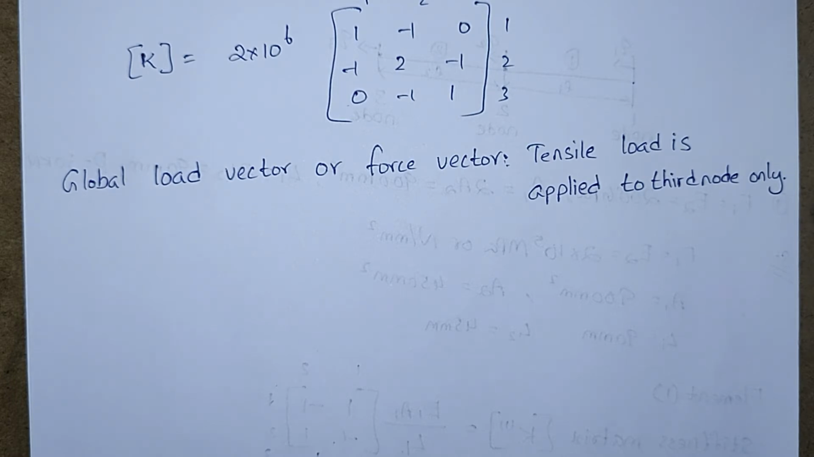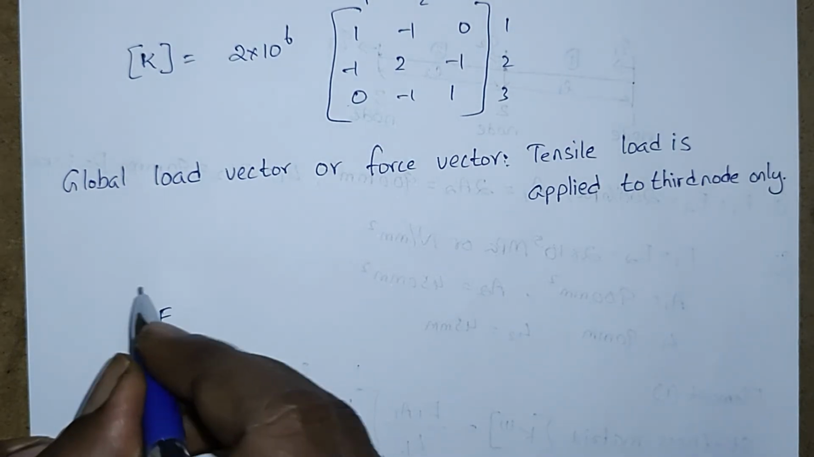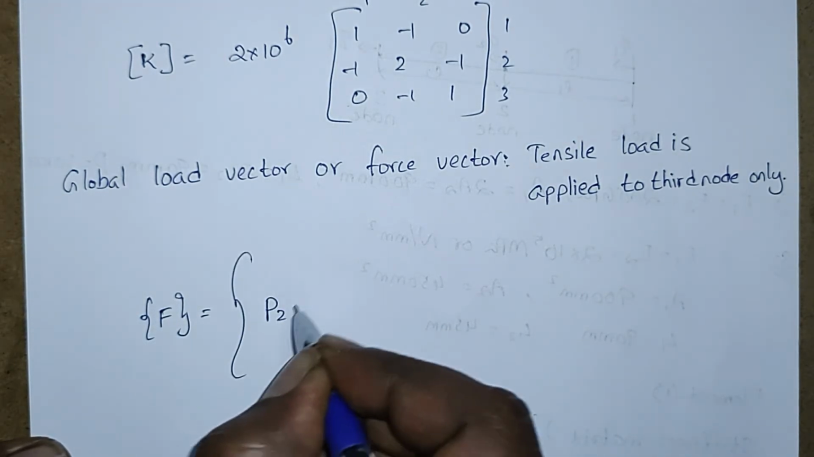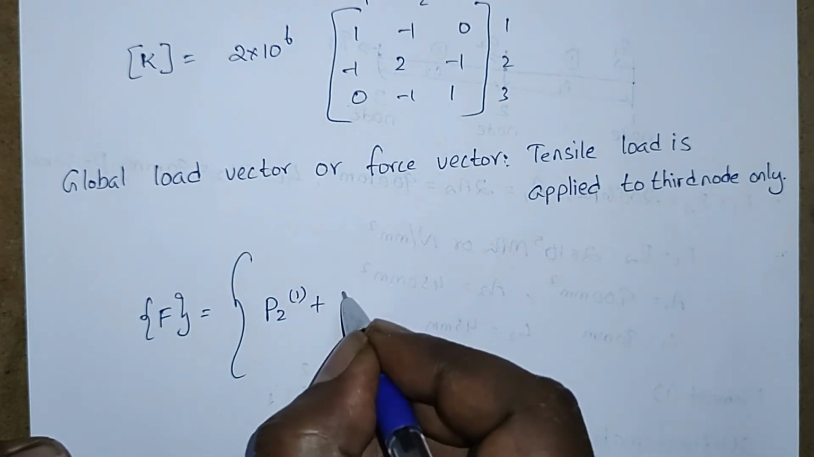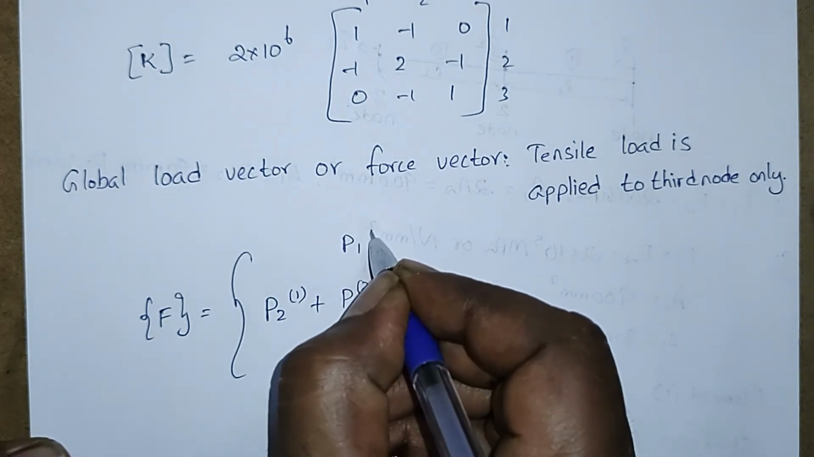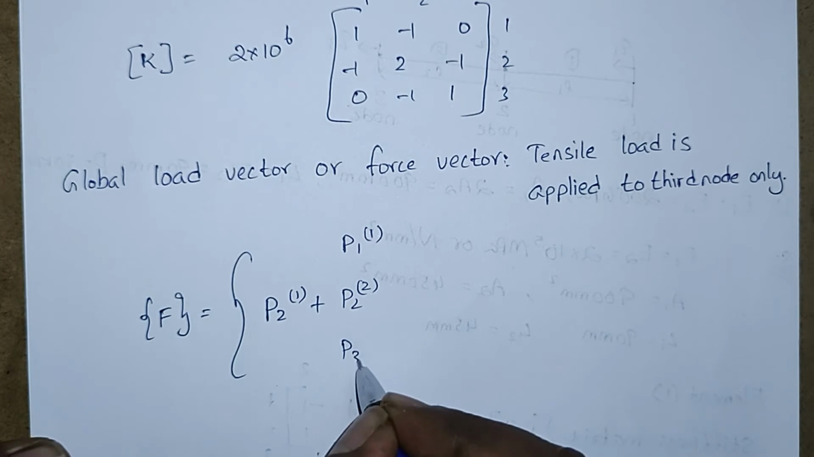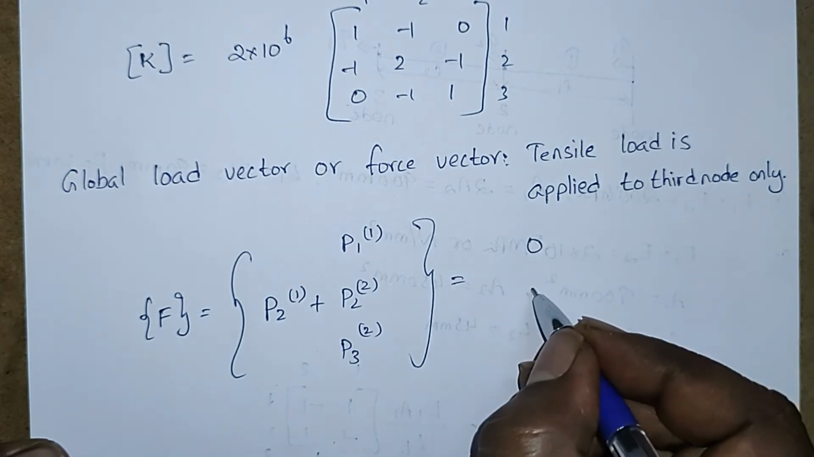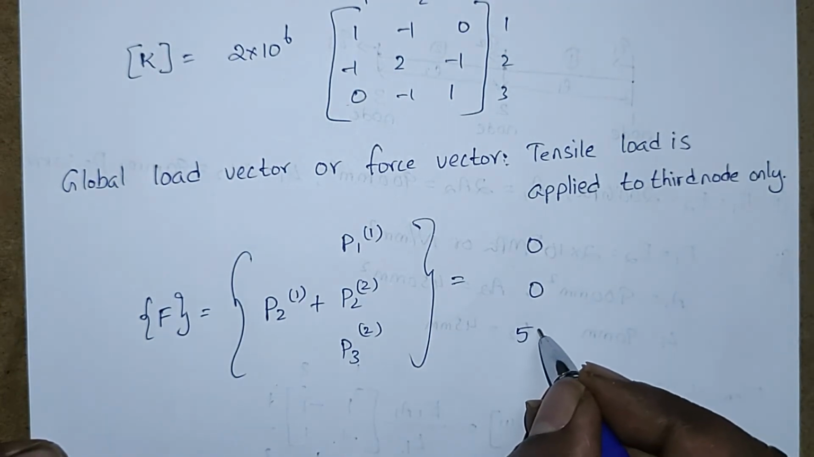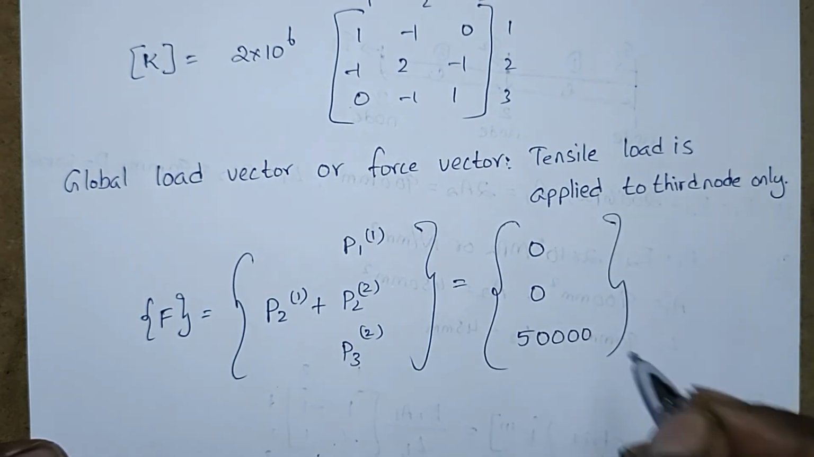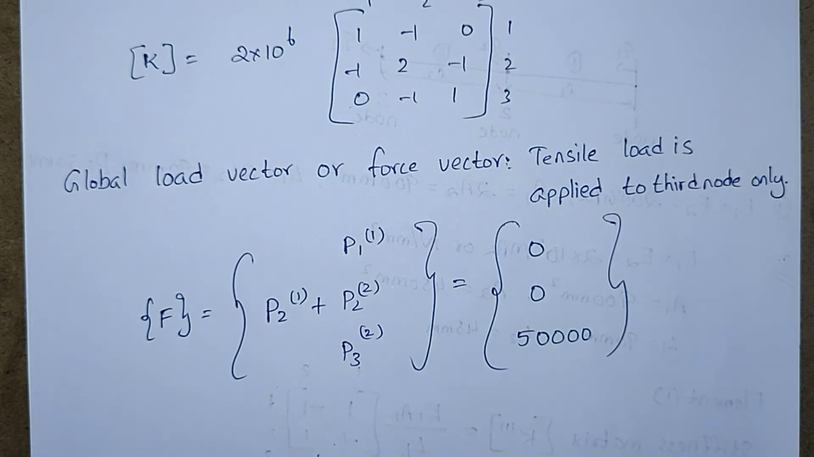So we will write now the global load vector, which is represented as F, equal to P1 for element 1, P2 for element 1 plus P2 for element 2, and P3 for element 2. So it is 0, 0, and for the third one, how much the problem gave is 50 kilonewtons, that is 50,000.